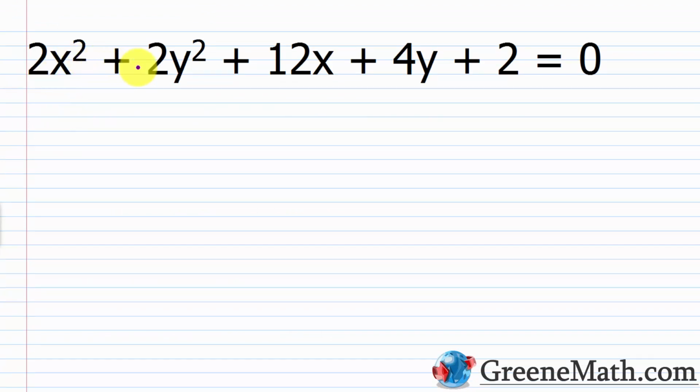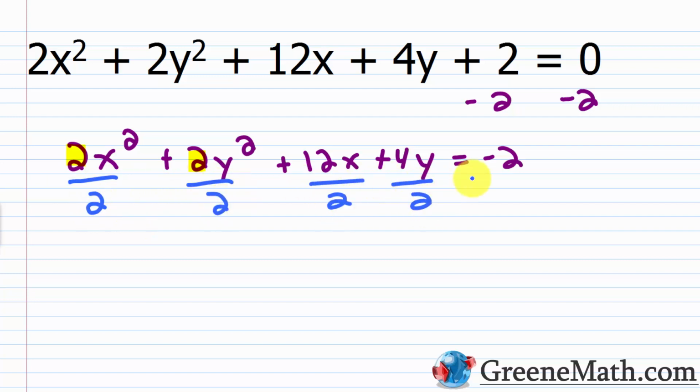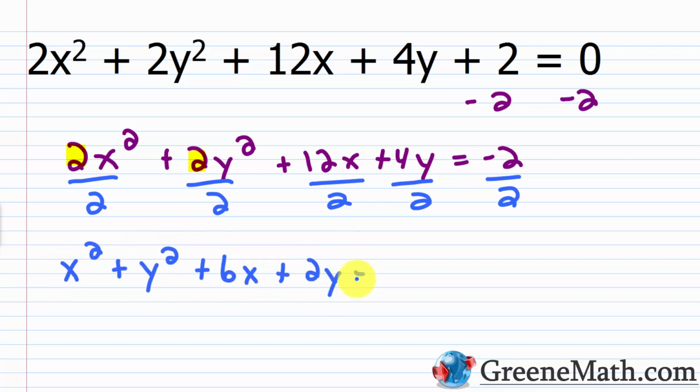So we have 2x squared plus 2y squared plus 12x plus 4y plus 2 equals 0. Again, I can just subtract 2 from each side of the equation, and I'll have 2x squared plus 2y squared plus 12x plus 4y is equal to negative 2. Notice here that the coefficient for x squared and y squared is a 2. We need that to be a 1 in each case, so just divide everything by 2. Basically I'll have x squared plus y squared plus 6x plus 2y is equal to negative 1.